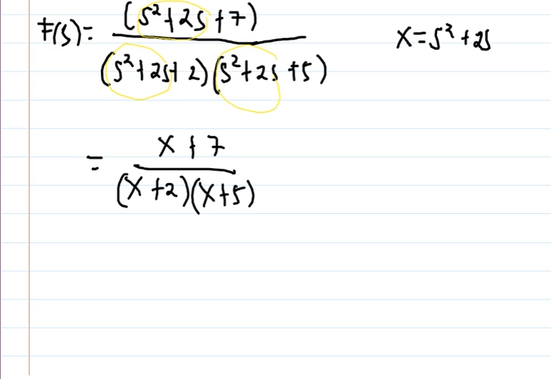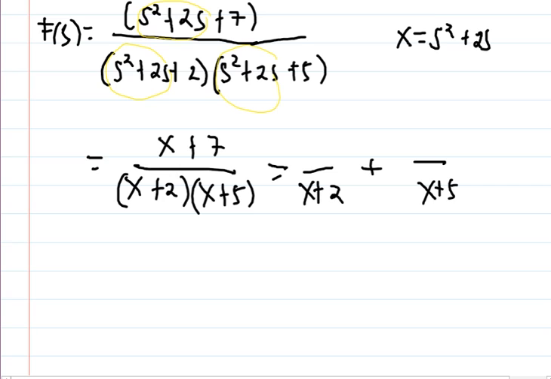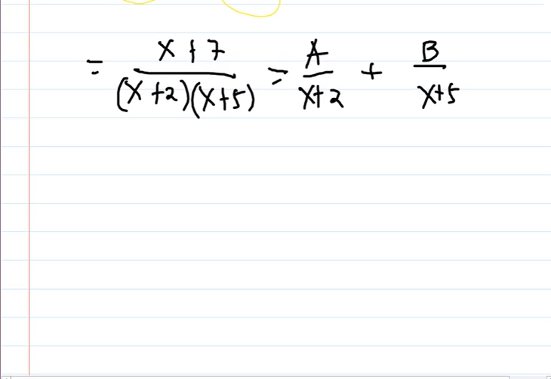Okay, so this is our equation now. We can perform partial fractions here. We have x plus 2 and x plus 5. This will be equal to A, and this will be B. By the Heaviside or cover-up method, we can get the value of A.